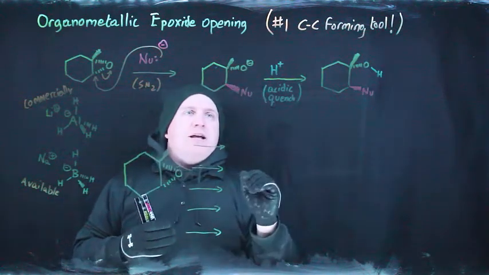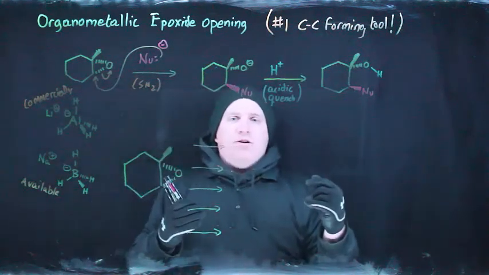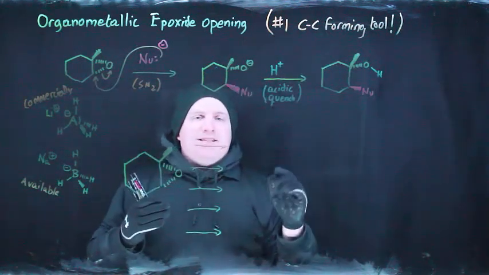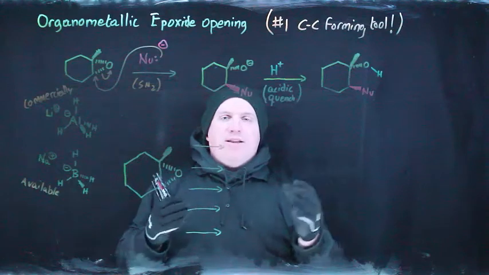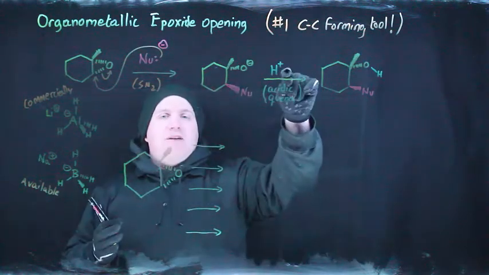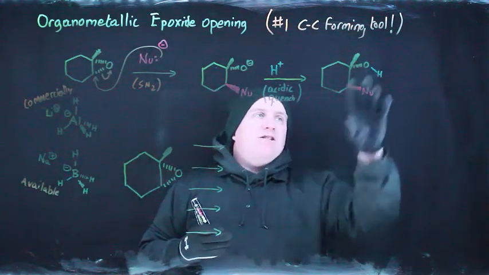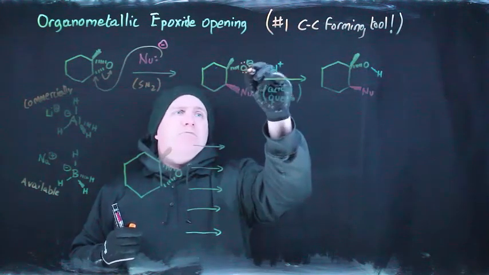This then will sit at this stage with an O- for some time until you throw in a source of H+, and this is an acidic quench. So ordinarily it'd be like HCl in water or sulfuric acid in water or whatever. The identity of the acid doesn't matter. The fact that you throw in a little bit of acid and water is what matters, and you end up protonating the O- to make the alcohol.